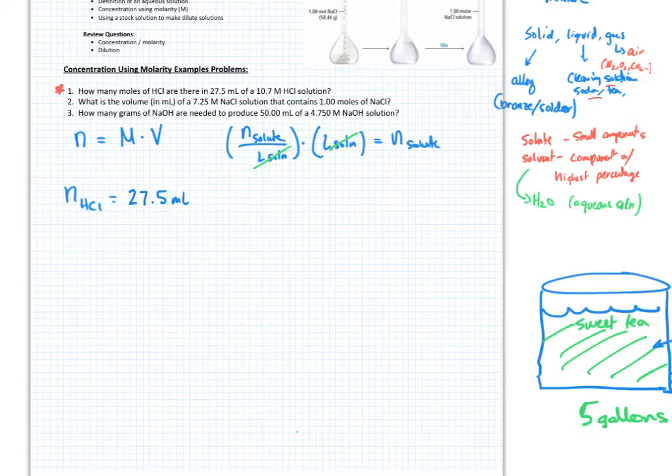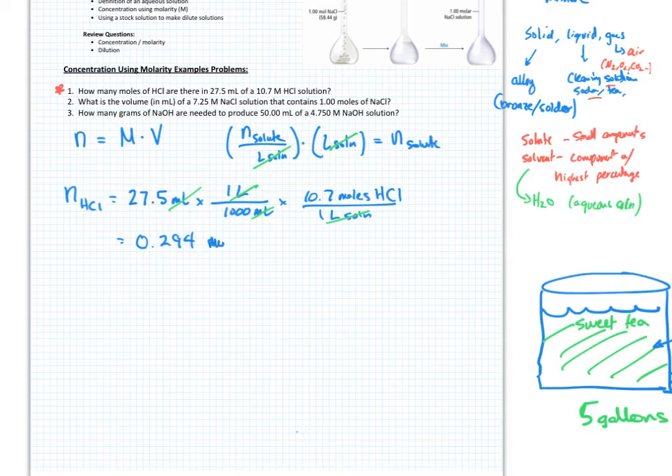The only trick, though I wouldn't really call this a trick problem, is that you always need to convert this into liters, just because molarity is defined in liters. So we've got milliliters canceling milliliters, and then I'm going to multiply by 10.7 moles, and I'm going to write this unit out completely just so you can see the units canceling: moles HCl for every 1 liter of solution. So liters of solution cancels liters of solution, which leaves me with 0.294 moles of HCl.